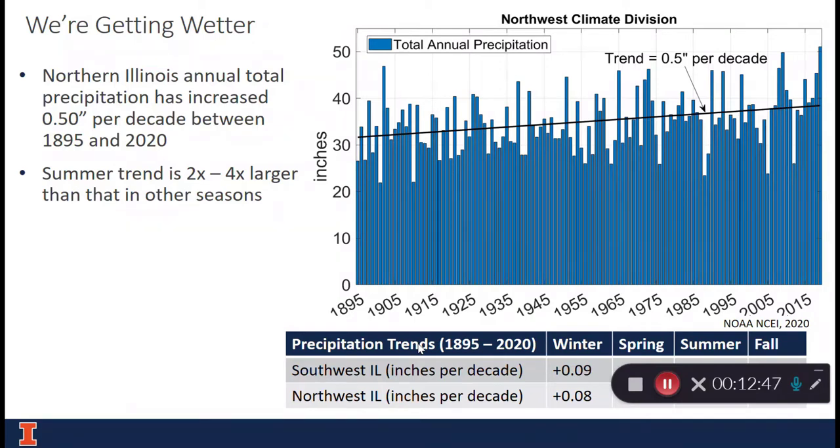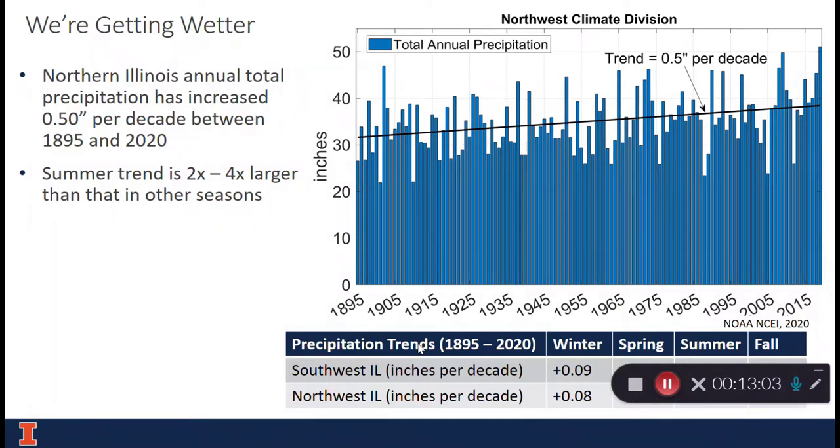Overall, northern Illinois has increased total annual precipitation by about half an inch per decade. So overall, the northern part of the state is about 5 inches wetter now than it was at the turn of the 20th century. So we can estimate that's about like tacking on another June onto the year.